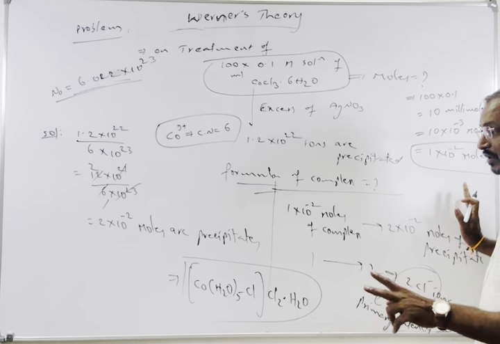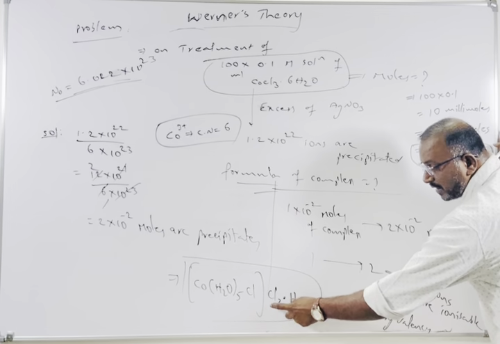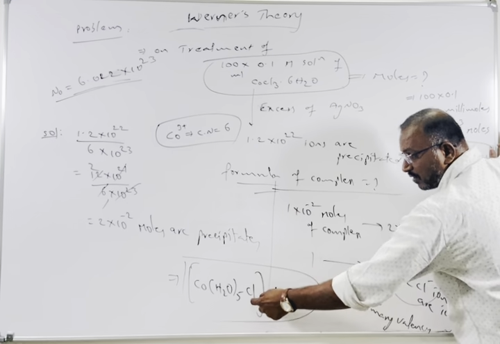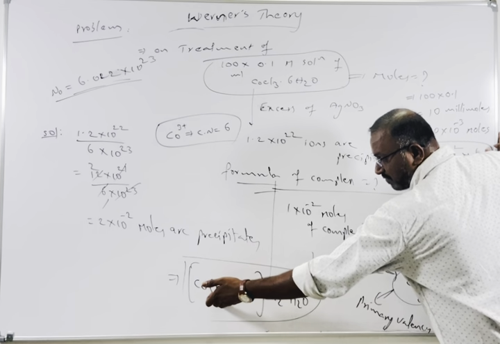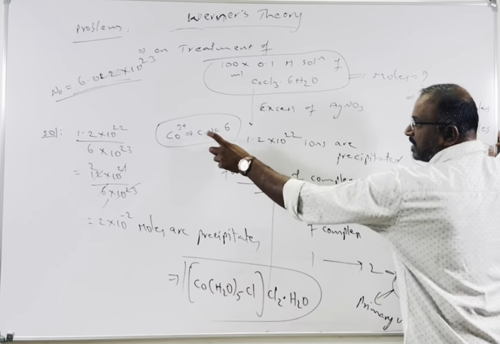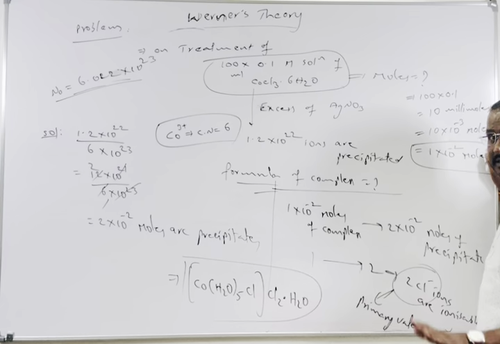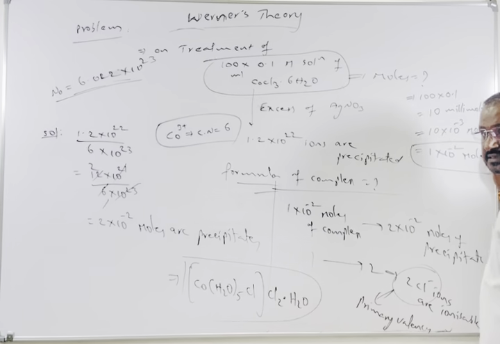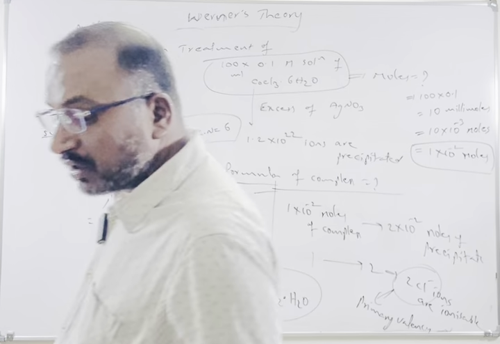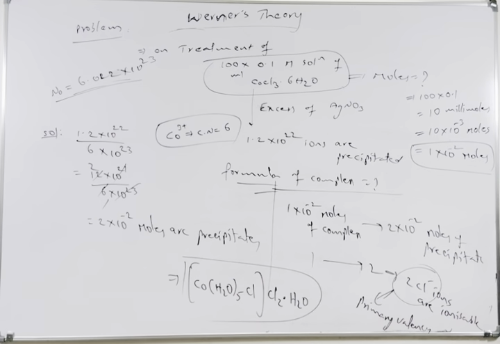So 2 chlorides ionizable means we put 2 chlorides outside and 1 chloride inside. After that we require 5 H2O because its coordination number is 6. So from all this data, the formula is this. Like this, you have to solve the problems from Werner's theory. Please check that answer before I remove it. If anybody has a doubt, please ask me.